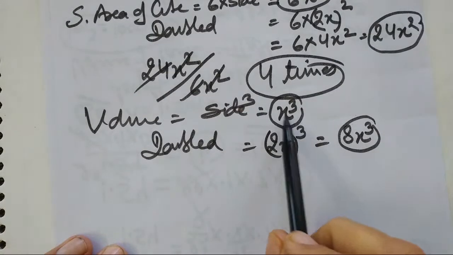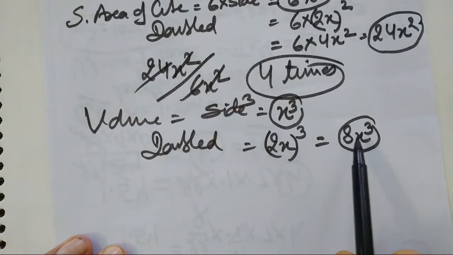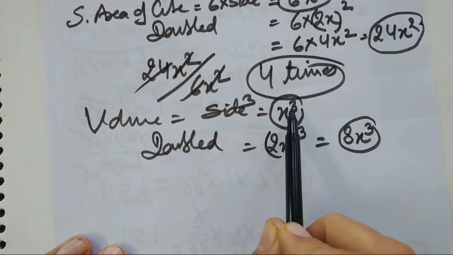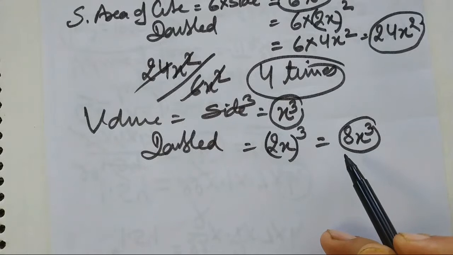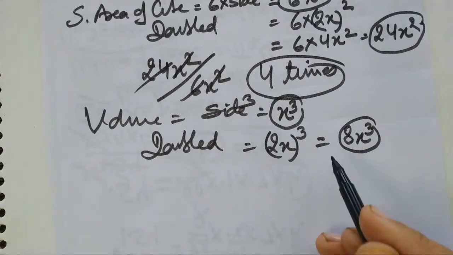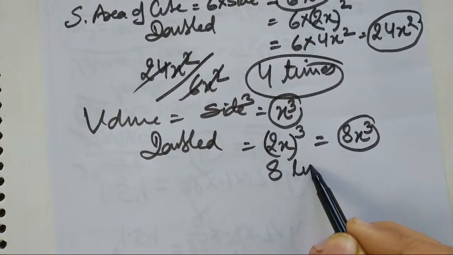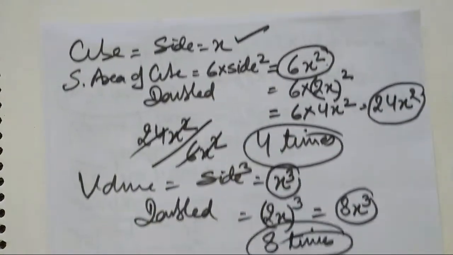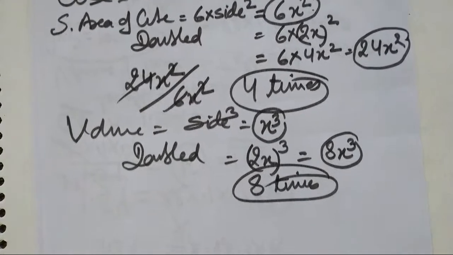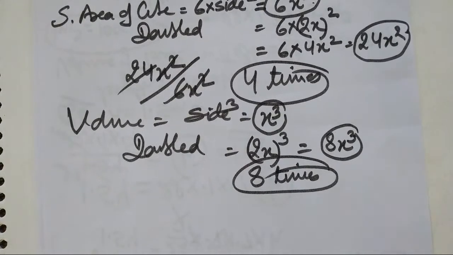So how many times has the volume increased? It is 8 times. First it was x cubed, now it has become 8x cubed. So the volume has become 8 times. So area becomes 4 times, but the volume becomes 8 times because it is space occupied. So this is how we find the volume.